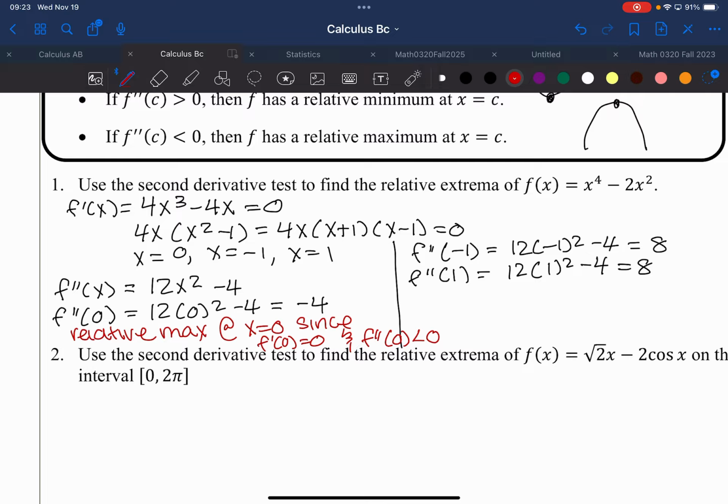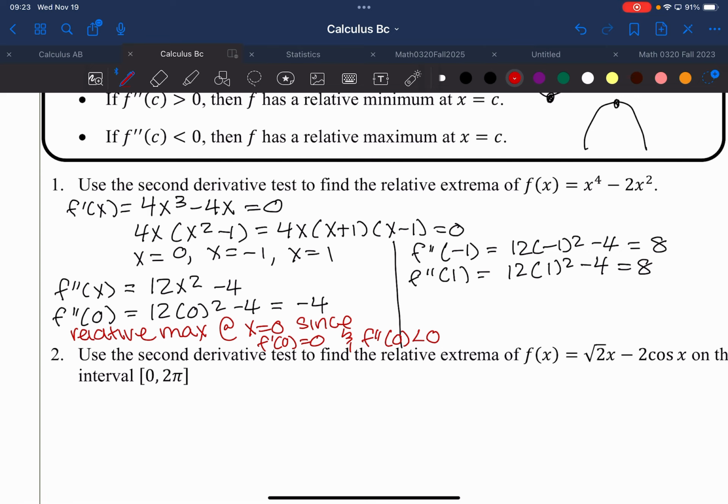Okay, so notice when we're defining relative max and relative min, we had to have two pieces of justification. We had to use the first derivative test for justification and the second derivative test for justification. Okay, it would not be enough to just write one of them.